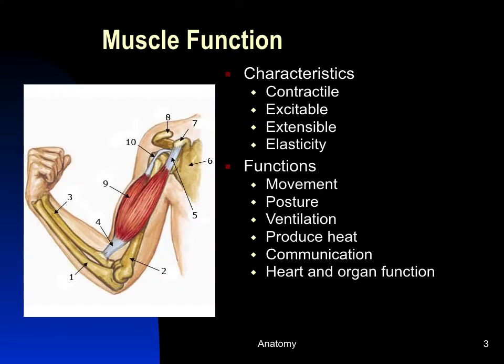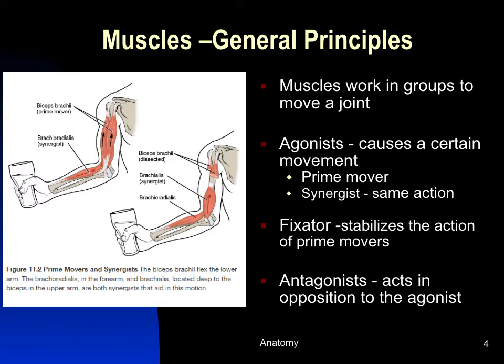Okay, last time I went over functions of muscles and muscle characteristics. Muscles can contract to produce force. They are excitable by nerve cells or electrical stimulation. They are stretchy. You can extend them as well, and they are elastic. I also talked about how muscles work in groups. Although each muscle is an organ, they tend to work together.